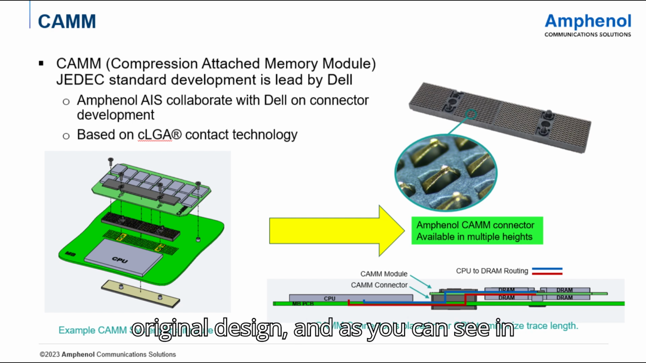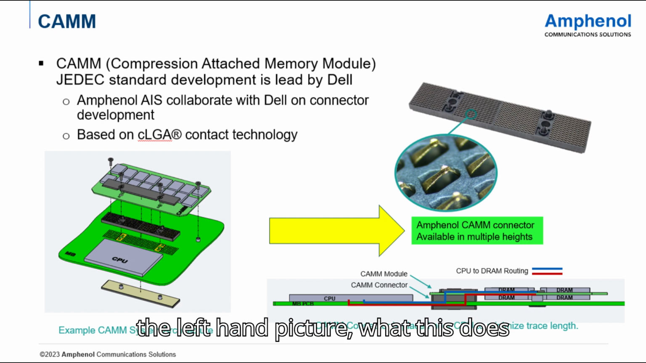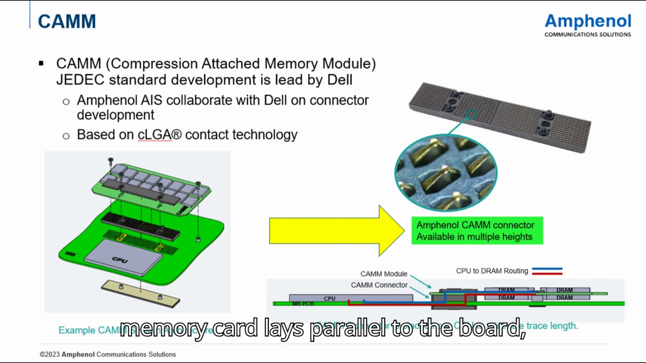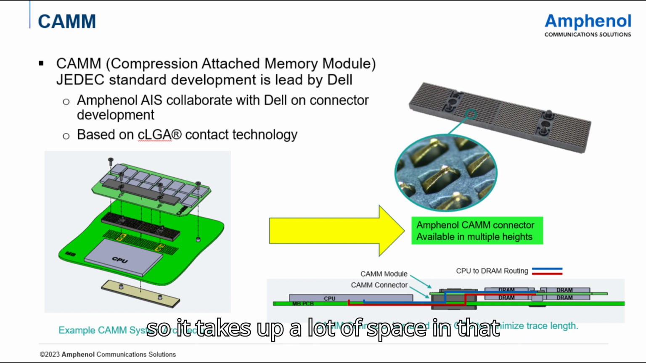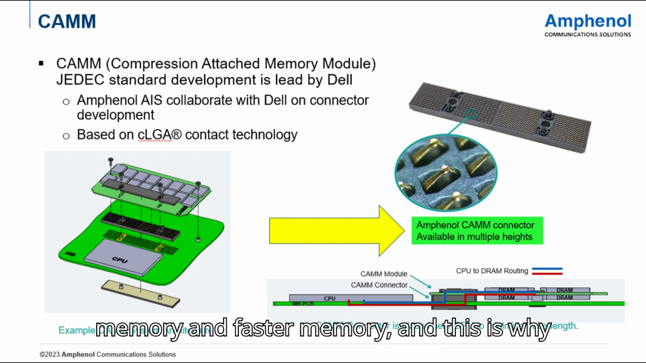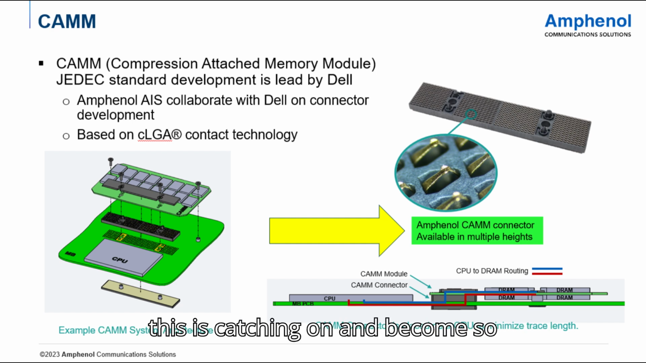Here's the original design, and as you can see in the left-hand picture, what this does is provide a compressive contact between the main board up to a memory card. And as you can see, that memory card lays parallel to the board, so it takes up a lot of space in that direction, but it allows for much more memory and faster memory, and this is why this is catching on and becoming so important.